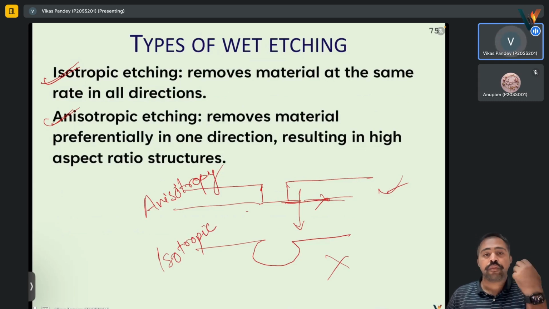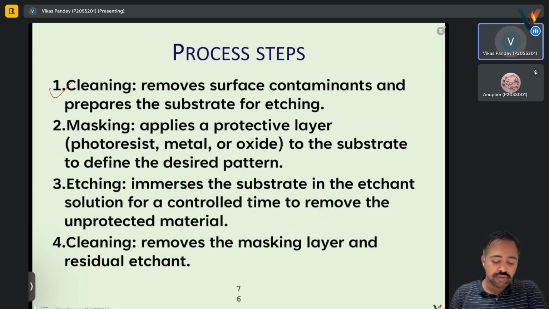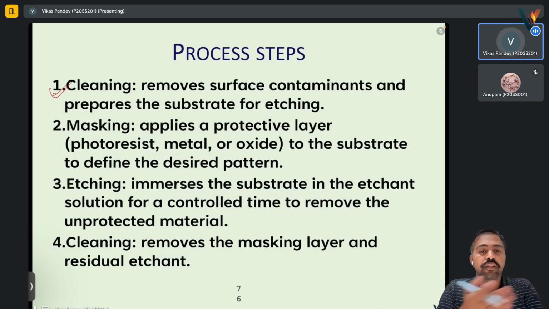So what are the processes involved in case of wet etching? First is cleaning. That is, if some surface contamination is there, clean it. Like we saw in the previous one, even after lithography, after developing, we rinse in DI water and dry it properly. Second is masking, that we did using lithography: photoresist, metal or oxide. It depends on our purpose.